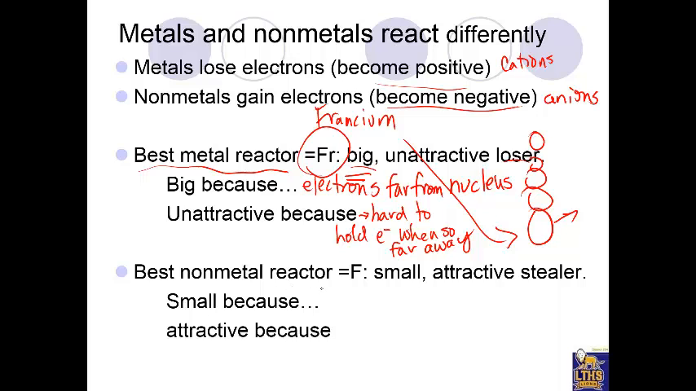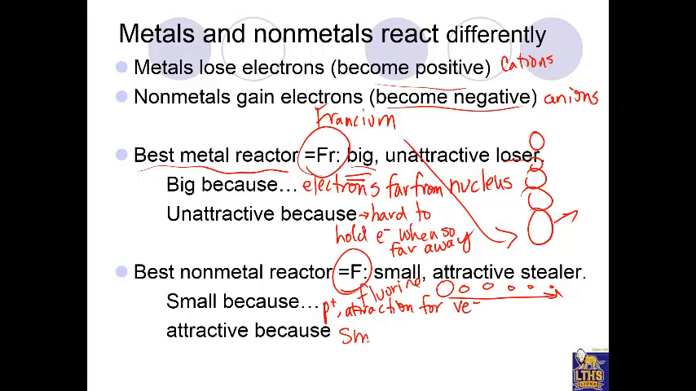Okay. The best nonmetal reactor is going to be the total opposite. So fluorine. Oops, dropped it. Fluorine. So what is fluorine? It's a small, attractive stealer. Small because if you go across this way, atoms get smaller going across. So here's fluorine. And it's going to steal electrons because it's got a strong nucleus and a small size. Small size because of proton attraction for valence electrons. Attractive because it's small and has a strong nucleus.